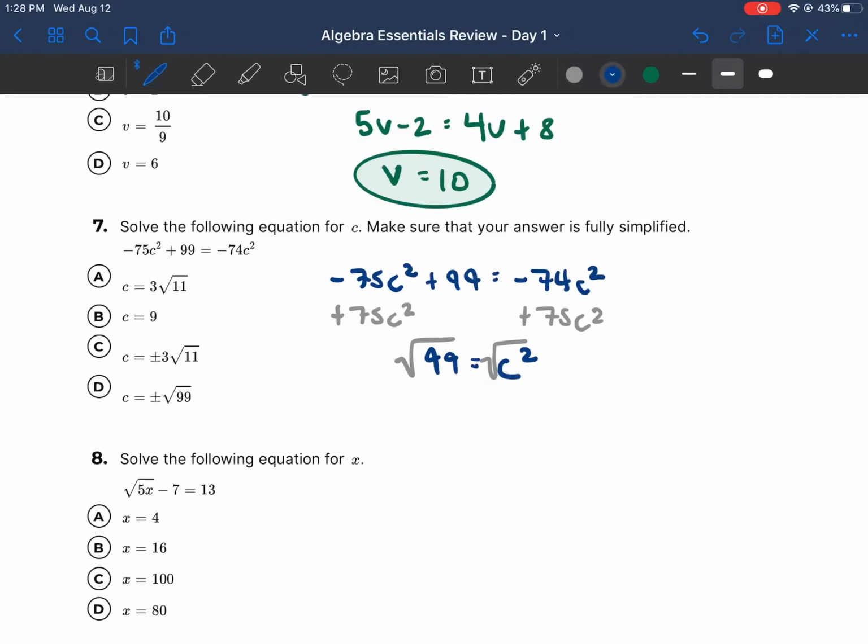And what's going to end up happening here is when we take the square root of 99, we need to make sure that we include both the plus and minus, because we're going to get two different solutions here. So, let's also think about what the square root of 99 might be. Let's do a little bit of side work here.